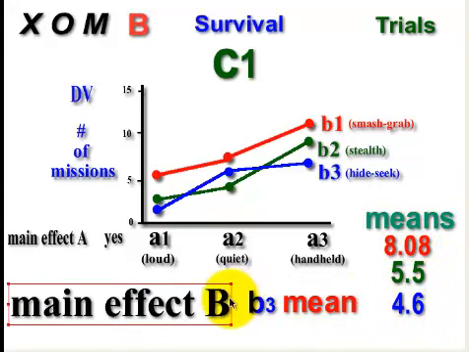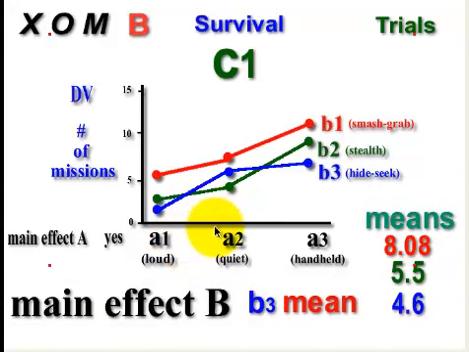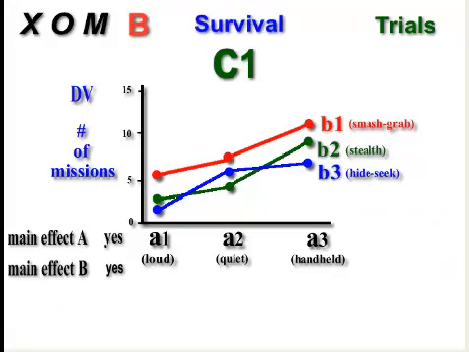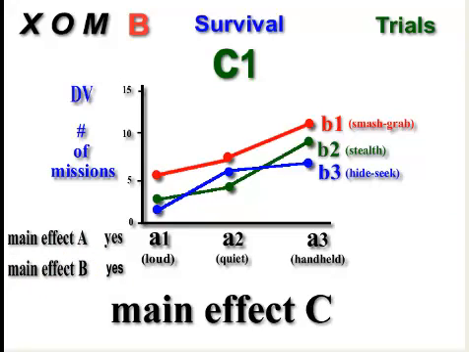So you'll notice the means are not the same as we jump from level to level of the Bs. Remember, the Bs are the tactics. B1 is smash and grab, B2 is stealth, this is hide and seek. Apparently, hide and seek doesn't work as well. So there is a main effect of B. It doesn't have to go up, it can also go down. So we got a main effect A, we got a main effect B.